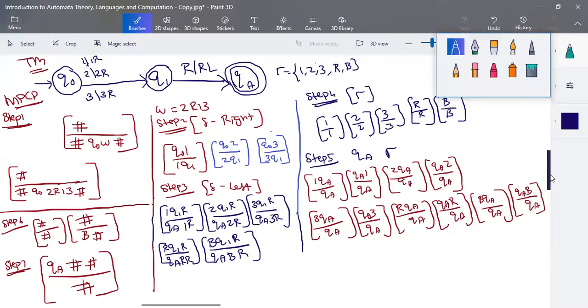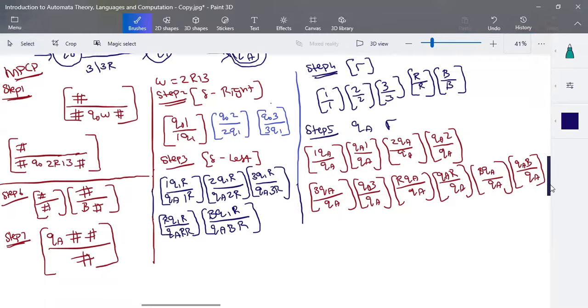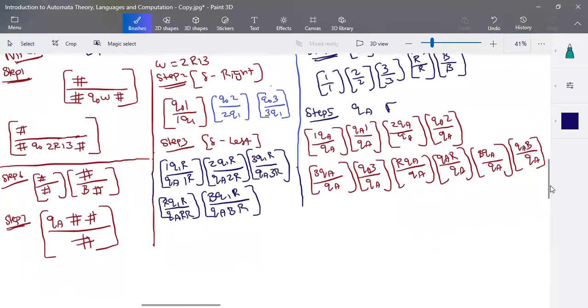So as I said, we are always going to start with the matching domino. So in the first step, I'm going to start with the first domino, that is this one. It is hash hash q naught 2r13 hash. This is my input. So this is my matching domino. So for this, hash matches.